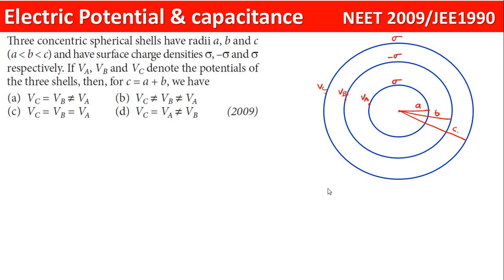In this video, we are going to discuss a question of 2009 NEET, and the same question appeared in the 1990 JEE. The question says: three concentric spherical shells have radii A, B, C as shown in the figure and have surface charge densities sigma, minus sigma and plus sigma respectively. If VA, VB, VC are the potentials of these three shells, then for C equal to A plus B condition, what will be the relation between potentials VA, VB, VC? Let us do it.